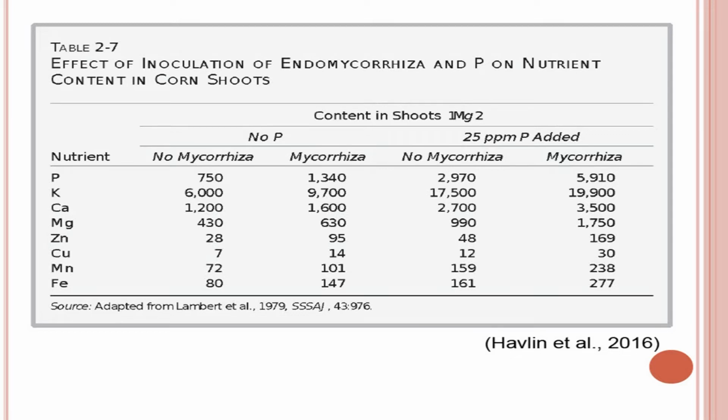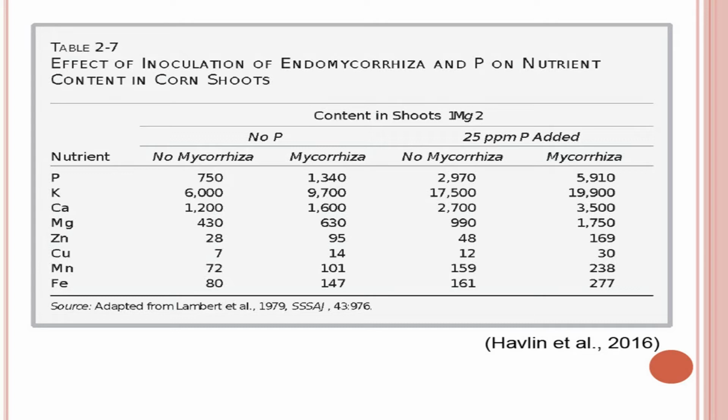In case of potassium, under no P supply condition, if you do not use mycorrhiza, the content in shoot is just 6000. But under no P condition, if you use mycorrhiza, then content in shoot is 9700, means almost 1.5 times more increase due to mycorrhiza use.